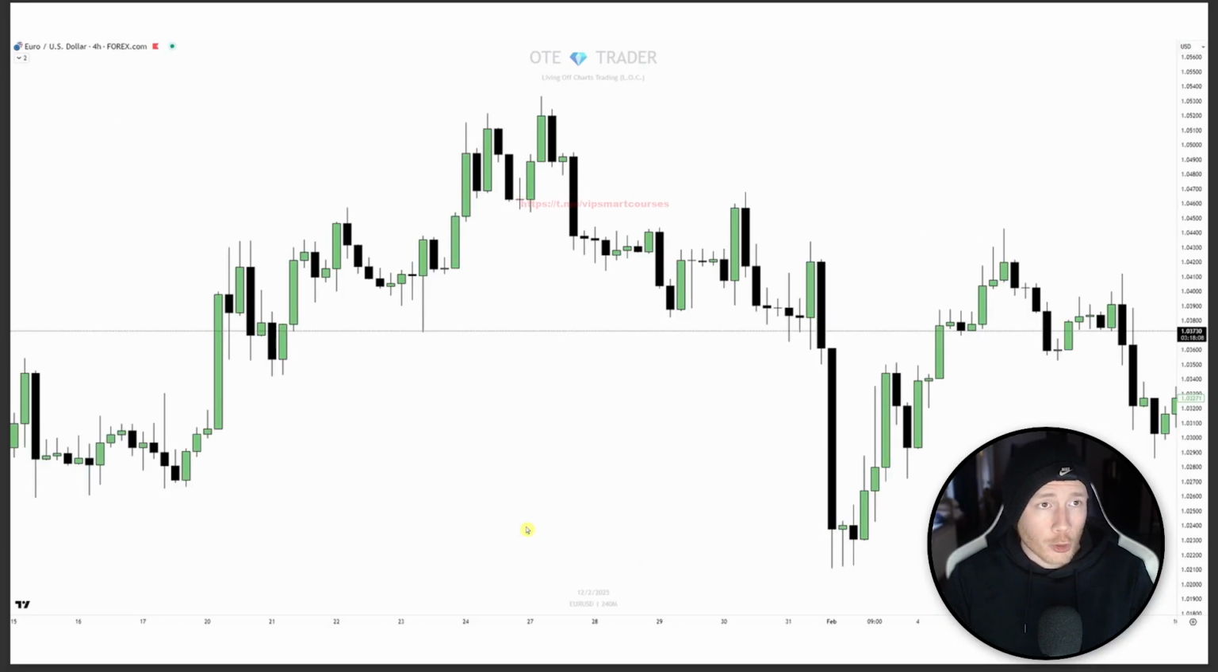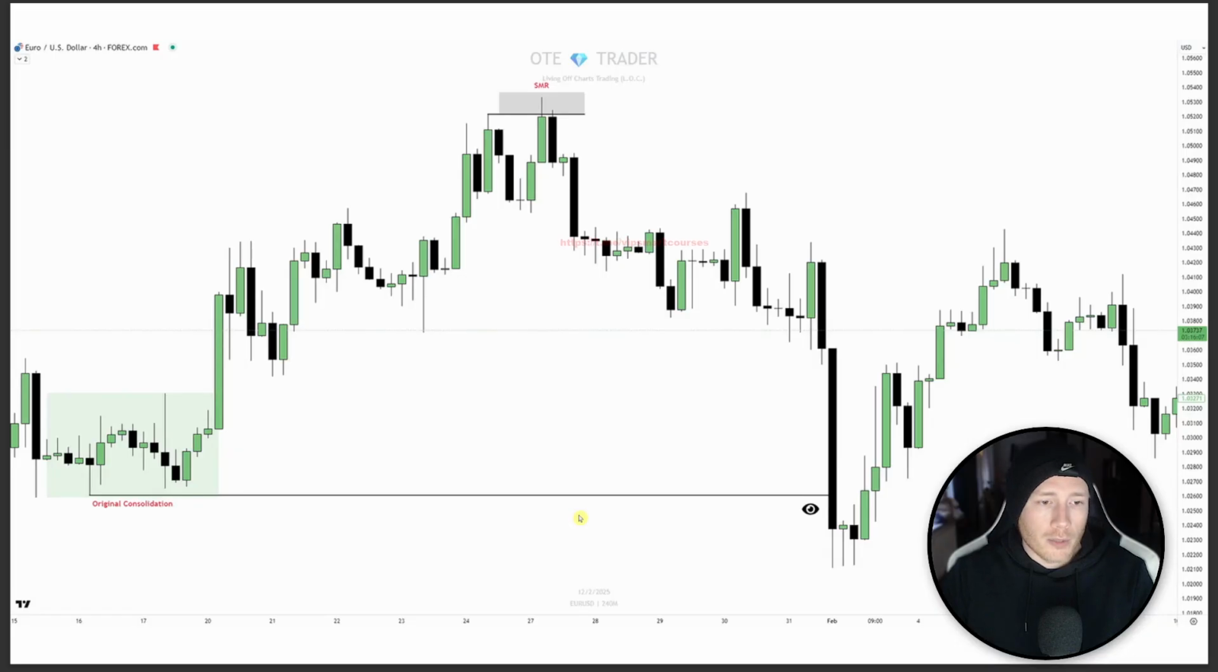So over here, we've got a Euro USD 4-hour chart. Just look over here. Can you see buy side and sell side of the curve? And can you spot that market maker model? I will put some lipstick on the chart as always. Right, we've got the original consolidation down here, which is required for a market maker model.